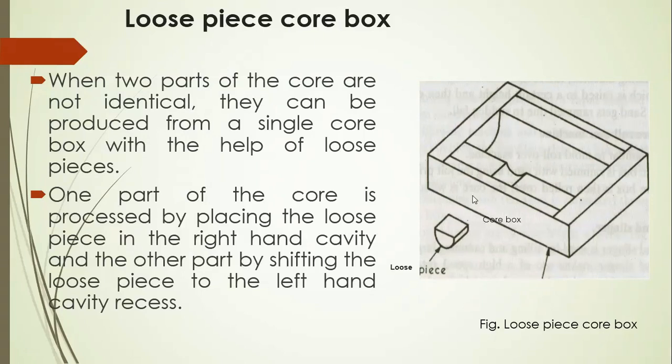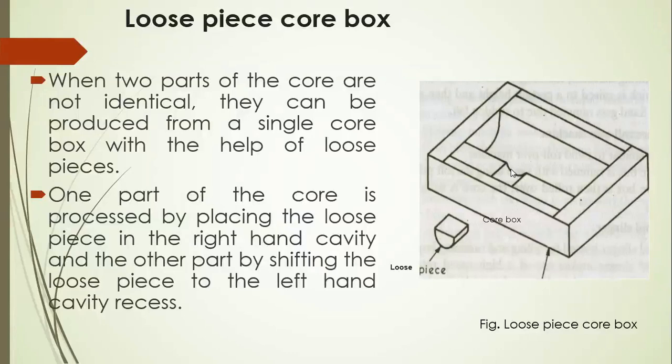Means as and when I want, I will remove that loose piece from that core cavity and I can use it. And if I don't want, I will place the loose piece inside the cavity. Means by using the same core box, I can manufacture cores which have two different shapes. That is the advantage of this loose piece core box. Now we will end here.